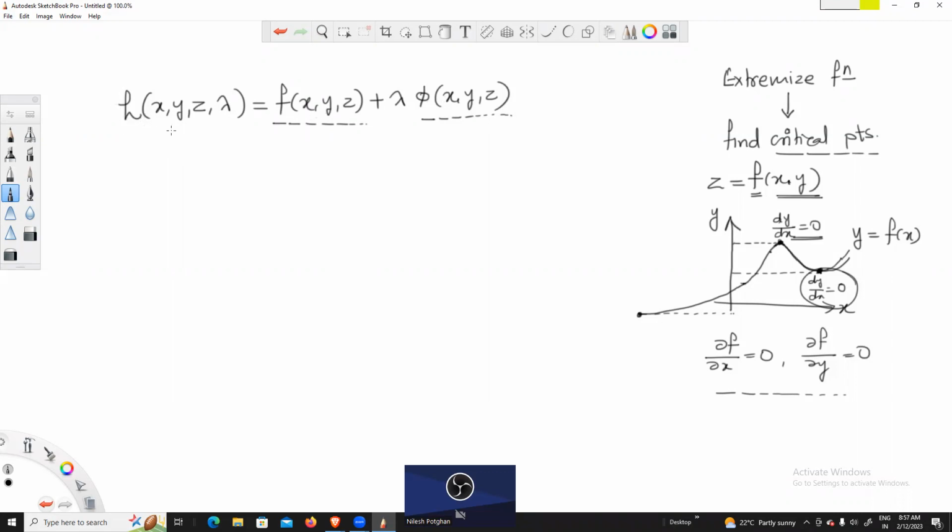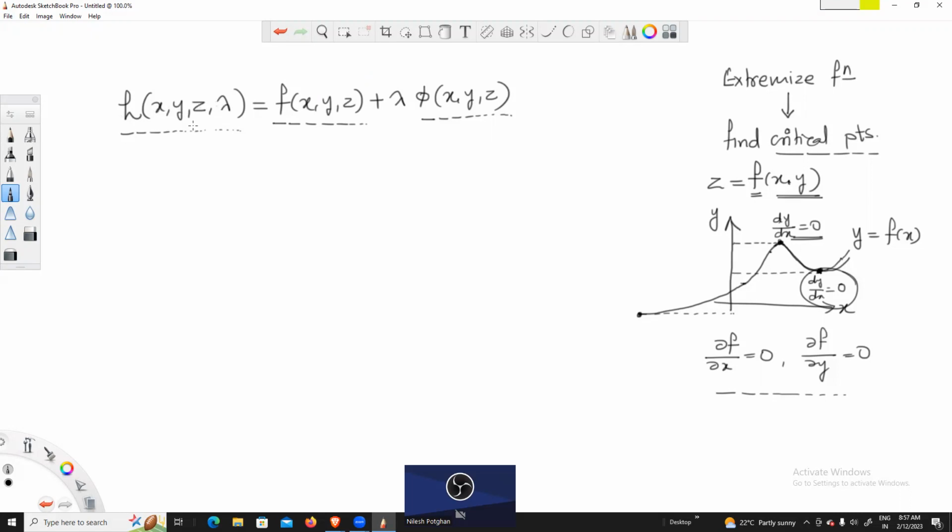So why we are doing this, and how it can correlate with our original problem. So original problem in which we are extremizing this f. Now in this Lagrange multiplier technique, instead of extremizing this function f, I am going to extremize this Lagrangian function. And how these are same? Now if you look at this Lagrangian function, this is a function of x comma y comma z and lambda.